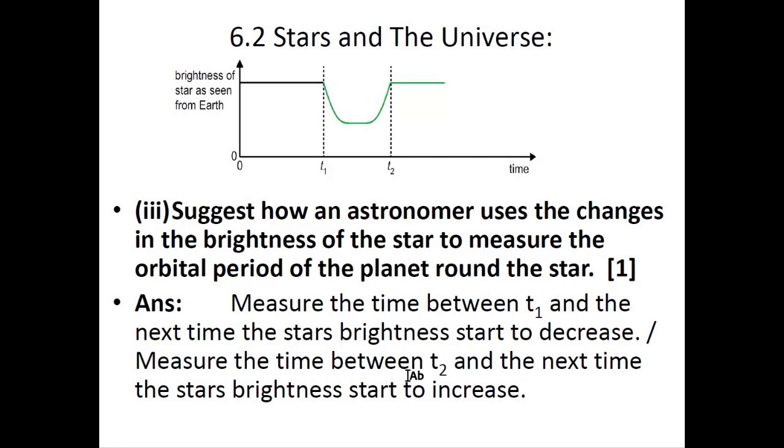Suggest how an astronomer uses the changes in the brightness of the star to measure the orbital period of planet around the star. You simply measure the time between t1 and the next t1, the next time the star's brightness starts to decrease, or the time between t2 and the next time the star's brightness starts to increase or comes back to its original level after dipping down. That would give you an idea about how much time it takes for the planet to rotate around a star.